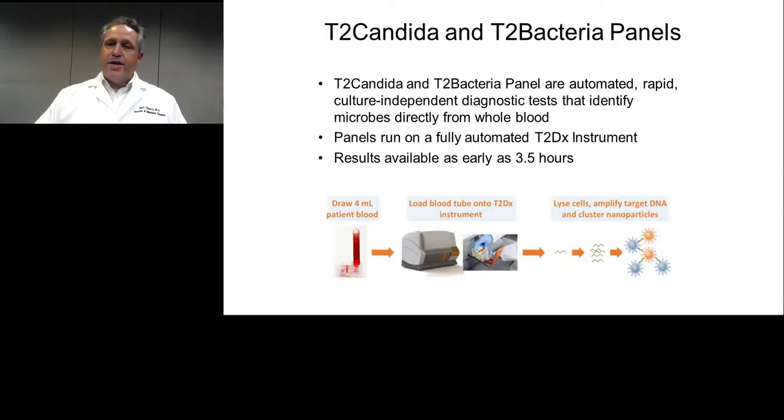So both T2Candida and T2 bacteria are automated, rapid culture-independent systems, and they run on this fully automated instrument shown here in a picture on the bottom, a desktop instrument. You take a blood tube of 4 mLs, pop it directly into the machine. It'll automatically lyse cells, amplify DNA targets from the Candida or bacteria of interest. It agglomerates the nanoparticles with your amplified DNA, and it detects and identifies the pathogens by magnetic resonance, and hence the name T2 magnetic resonance nanodiagnostic particles.